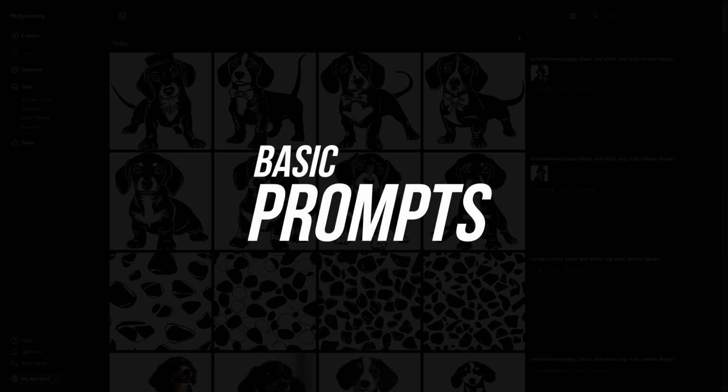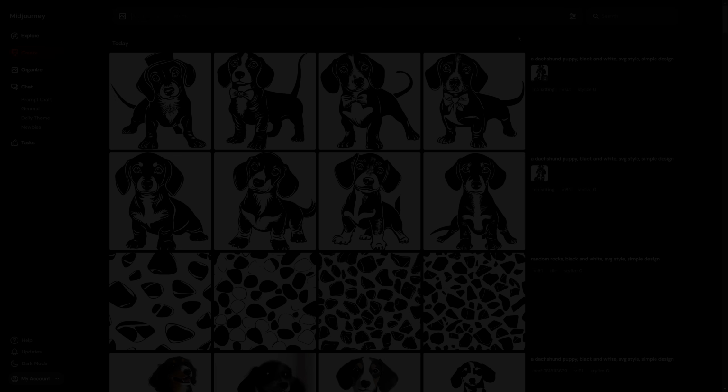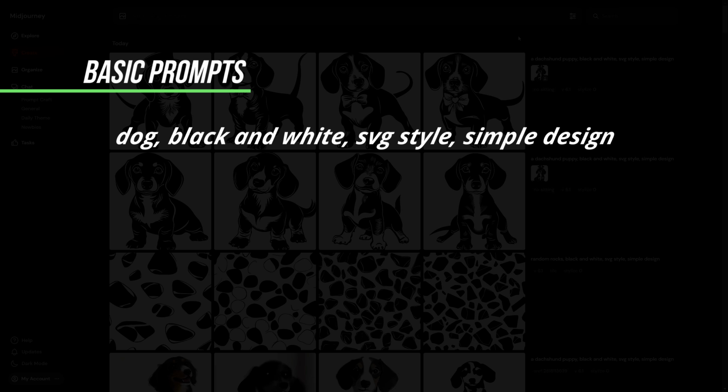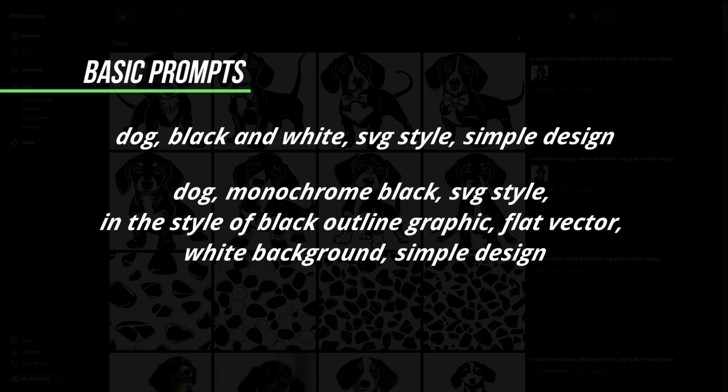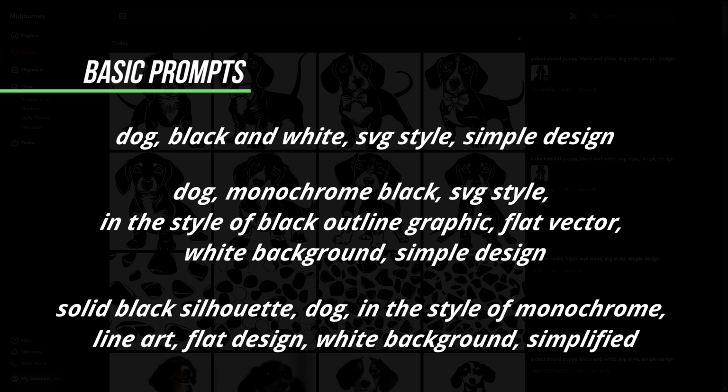Here are some samples of really basic prompts that do work. Just take a look at these and use the different elements. Dog, black and white, SVG style, simple design. Dog, monochrome black, SVG style, in the style of black outline graphic, flat vector, white background, simple design. Solid black silhouette, dog, in the style of monochrome, line art, flat design, white background, simplified. By introducing specific elements, you'll generate designs that are optimized for both aesthetics and functionality in your 3D prints.